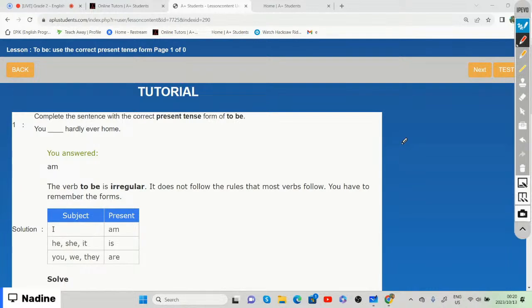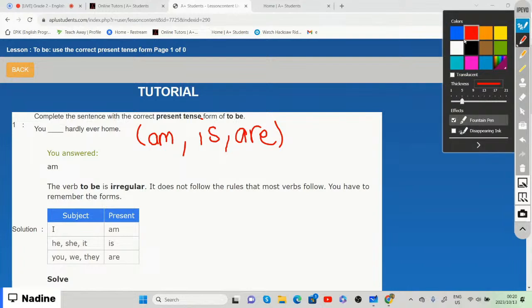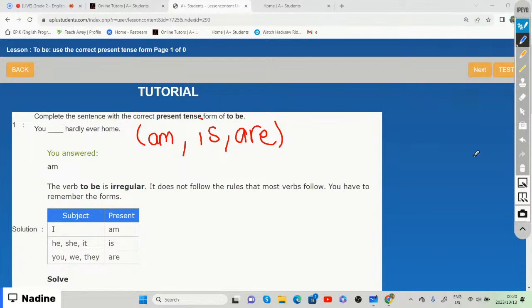You hardly ever home. Do we say you am, you is, or do we say you are? We need to choose one of those words to complete our sentence with the correct present tense form of to be.